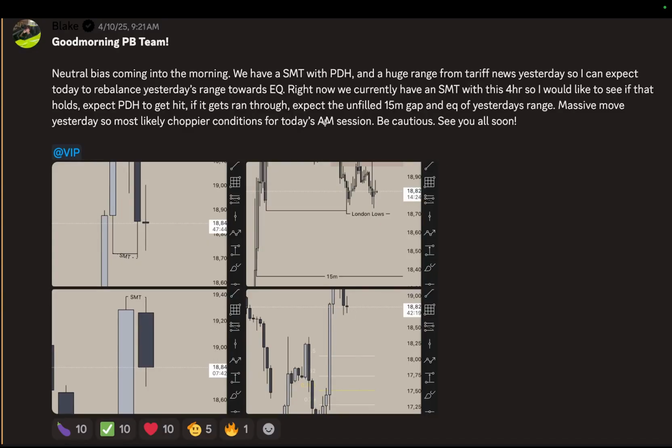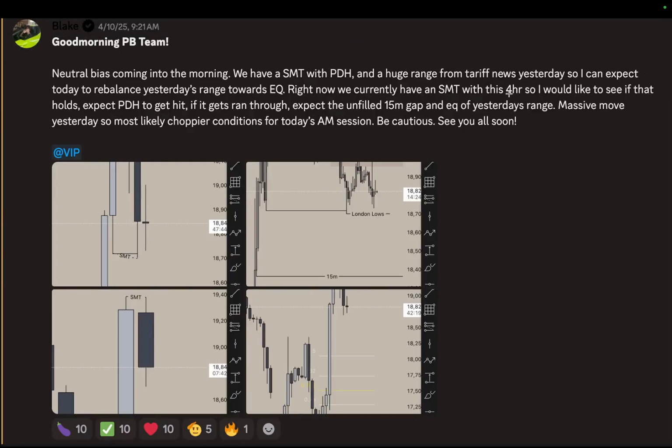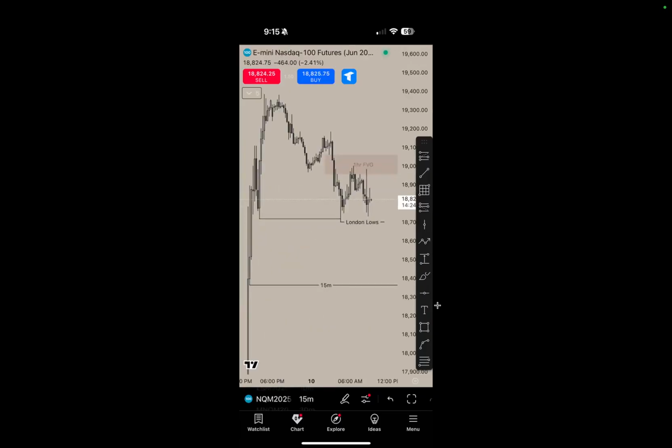But I was saying, this is an example of a condition that doesn't really have to do with fair value gaps. This had more to do with SMTs and overall displacement in general, right? So if this were to get ran through, where you get disrespected and we start trading below London lows, like we get displacement through London lows, where's the market most likely going to go? Well, we have an unfilled 15-minute fair value gap right here. This is your unfilled 15-minute gap.